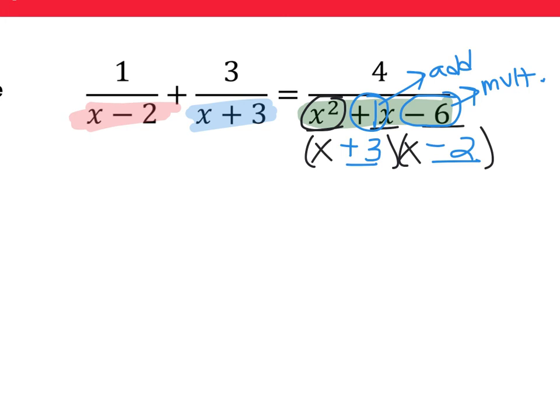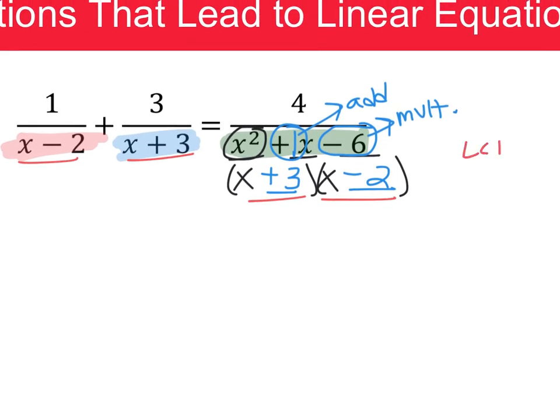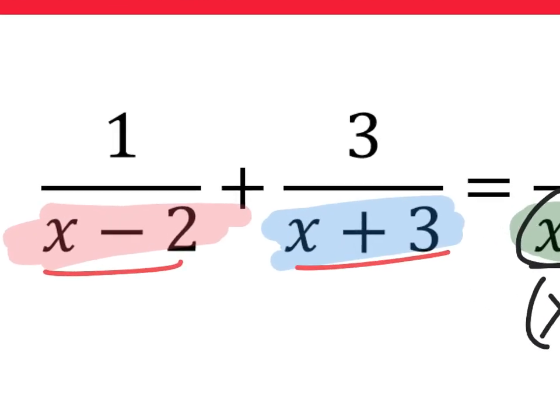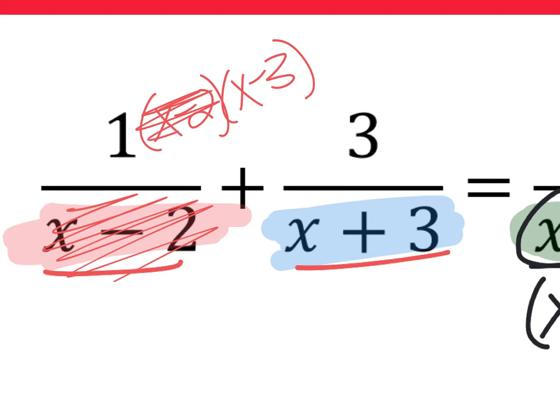So now we can see our least common denominator is going to have an x minus 2 in it, and it's going to have an x plus 3 in it. So my least common denominator is going to be x minus 2 and x plus 3. So that's what we're going to multiply every term by. So if I go along the top here, I'm going to do x minus 2 times x minus 3 here. And what that's going to do is simplify the x minus 2's. So we'll just be left with 1 times x and 1 times negative 3.